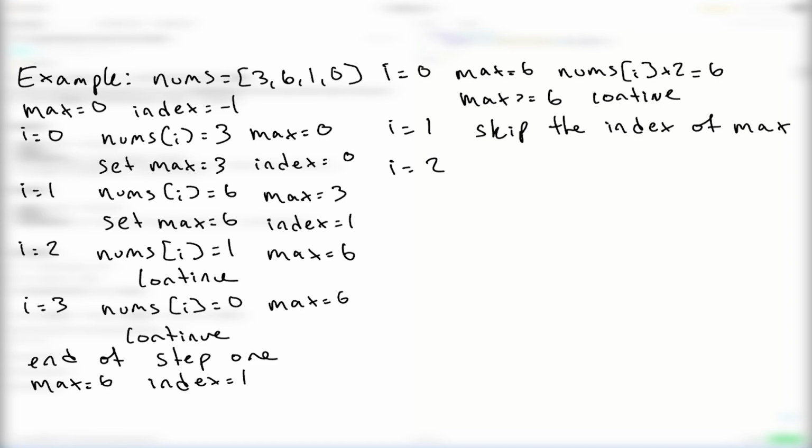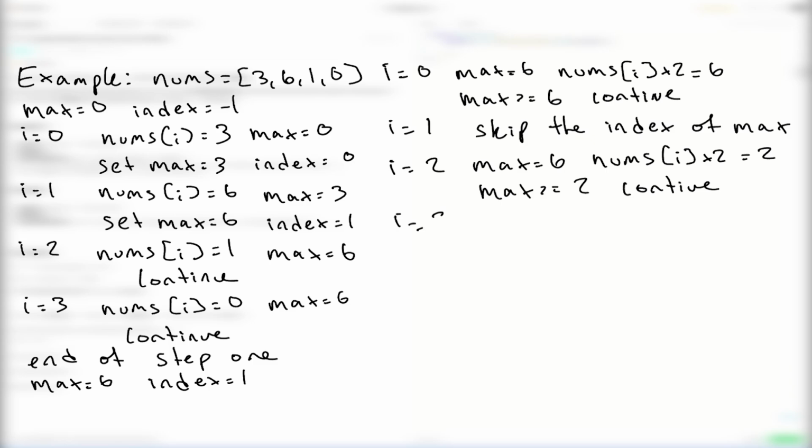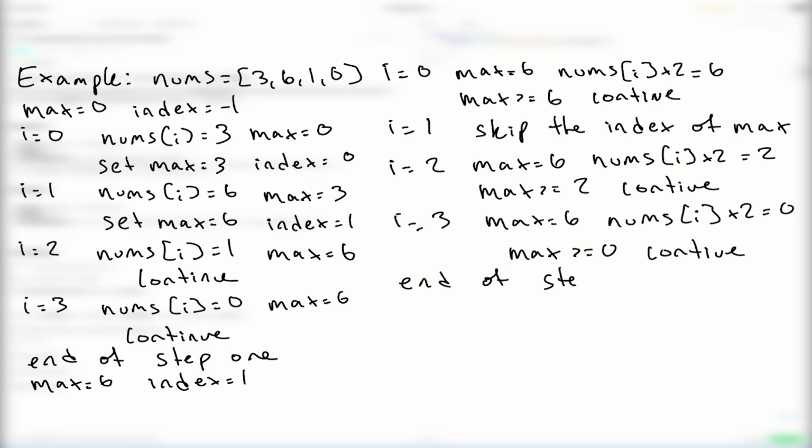For i equal to 2, our max is equal to 6 and our nums of i times 2 is equal to 2. So obviously max is greater than or equal to 2, so we continue. For i equal to 3, our max is equal to 6 and our nums of i times 2 is equal to 0. So obviously 6 is greater than or equal to 0, so we continue. This is the end of step 2. Since we made it all the way through the loop, we'll return the index, which is equal to 1. So that is how we can fix this up.